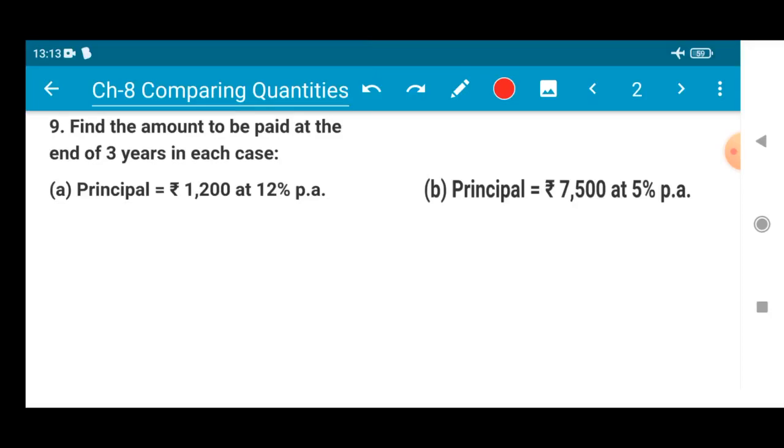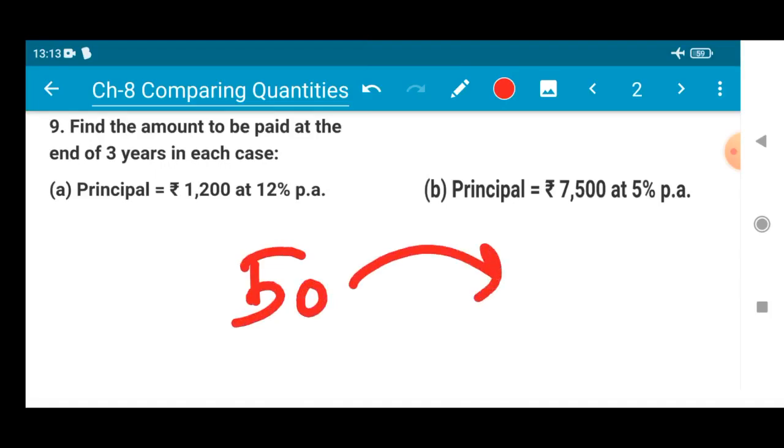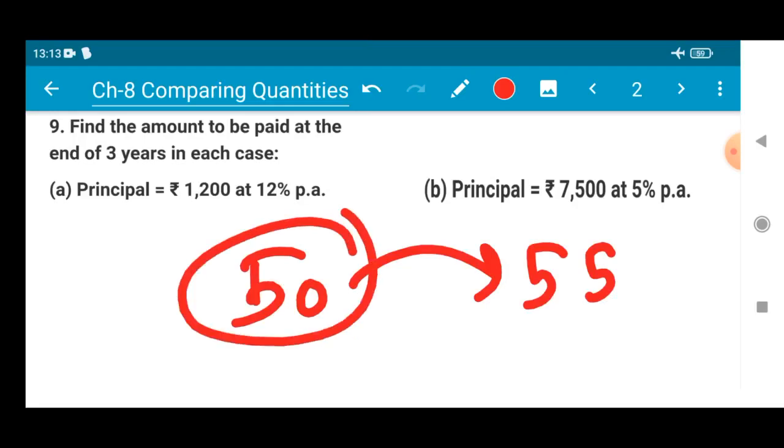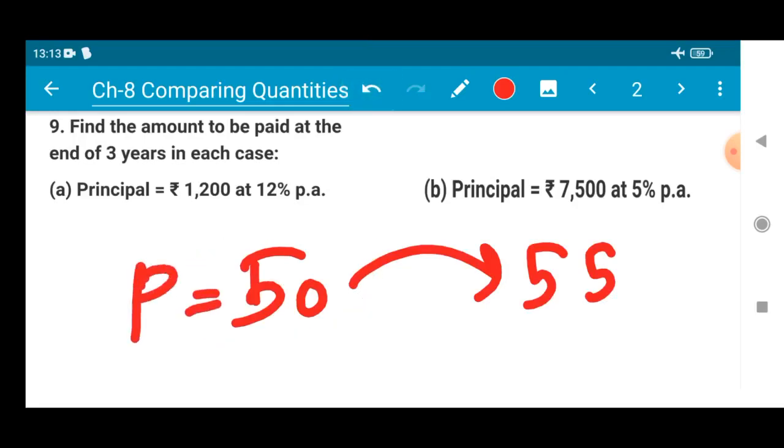But remember, boys and girls, you are solving the sum which is very useful for your higher and higher classes. Okay, so principal means the money. Suppose you are taking some loan from your friends. Suppose say you are taking 50 rupees loan from your friends, and you have to pay rupees 55 after a few months. Okay, so what is this 50? This is the principal amount you are taking.